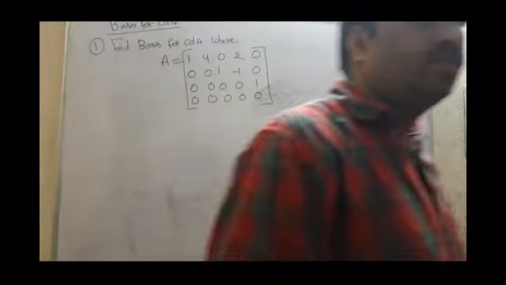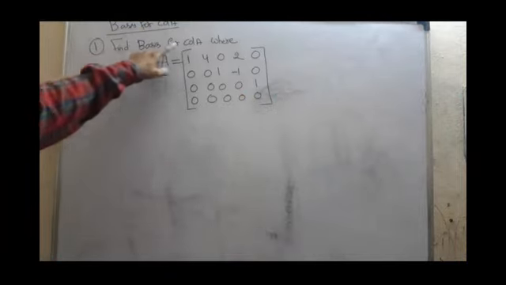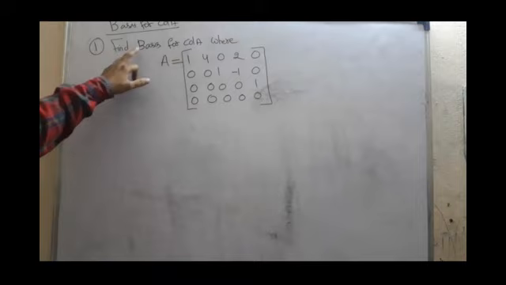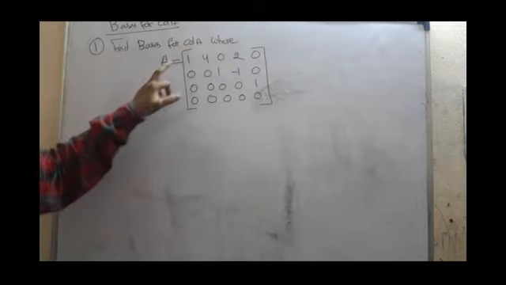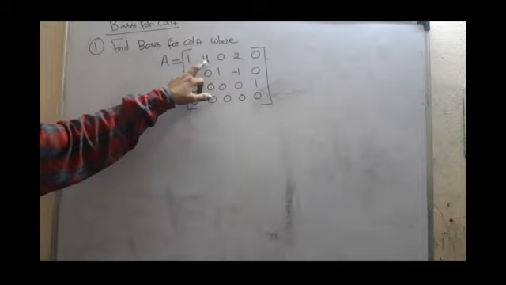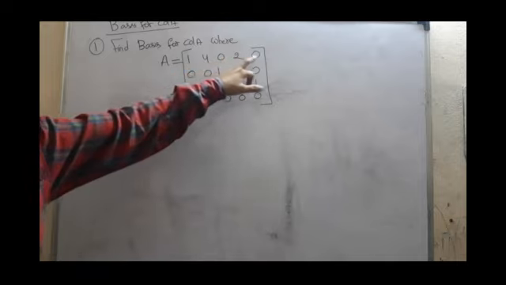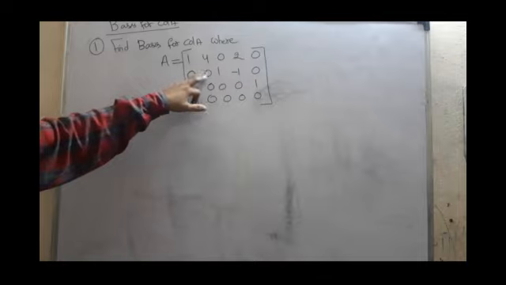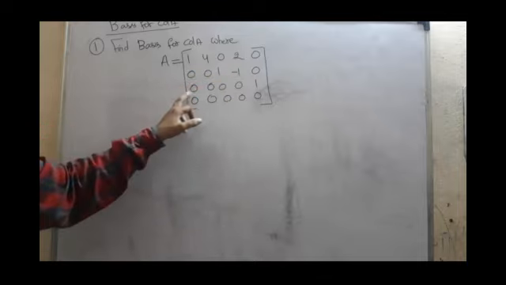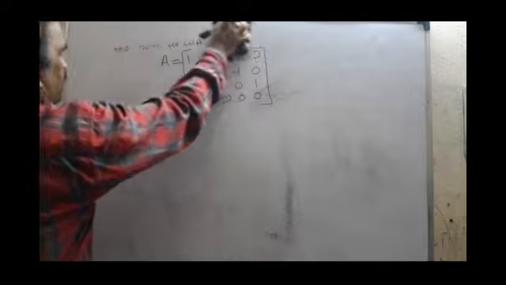Now next topic is basis for column A. See the question. Find basis for column A where A equal to 1 4 0 2 0, 0 0 1 -1 0, and again all the zeros we have. We have to find basis for column A.